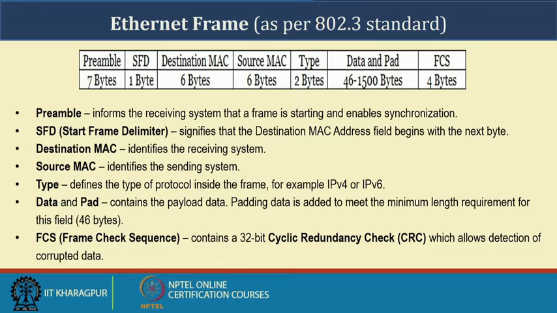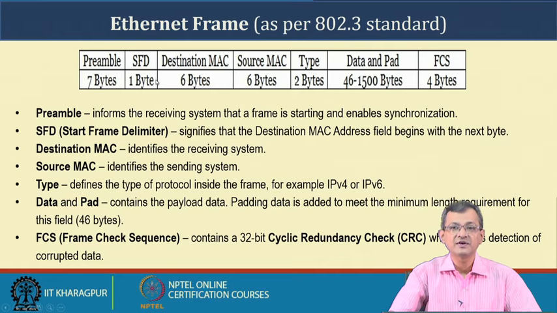So, this constitutes a typical Ethernet frame: a preamble of 7 bytes, SDF 1 byte, destination MAC address 6 bytes, source MAC address 6 bytes, type 2 bytes, payload 46 to 1500 bytes, where payload plus padding should be at least 46 bytes, and FCS. If we keep away the preamble and SDF, we require 14 bytes at the beginning and 4 bytes at the end. These are primarily for synchronization and to say where the start of the next address is.